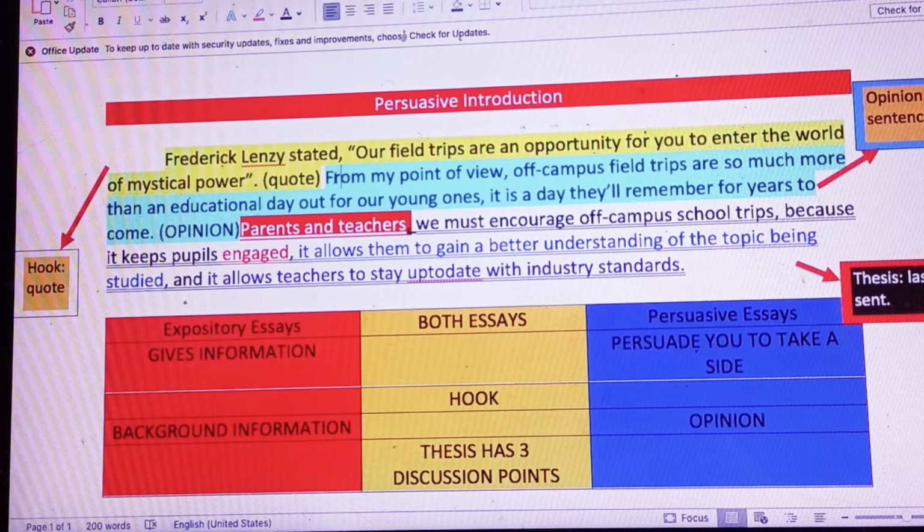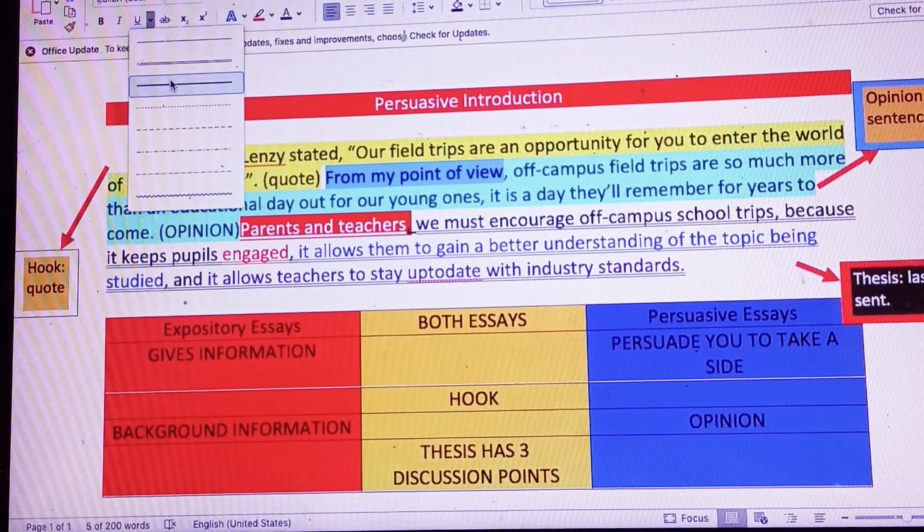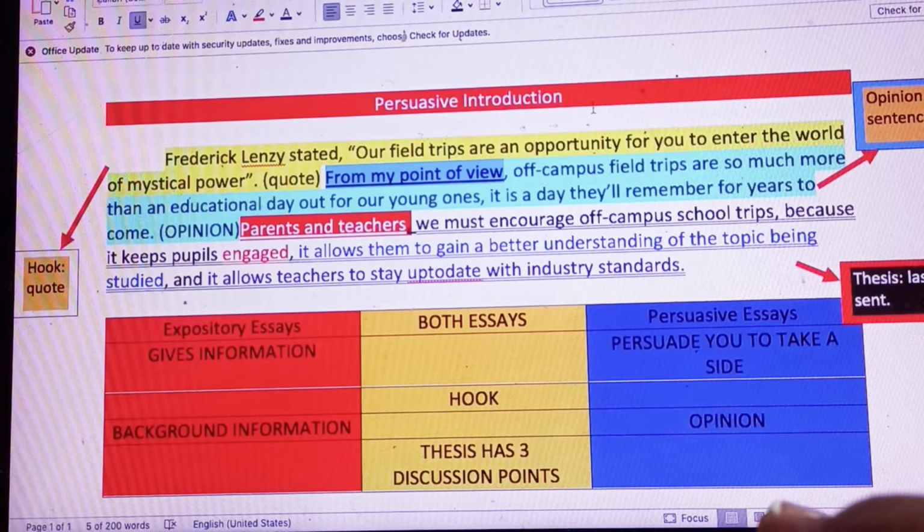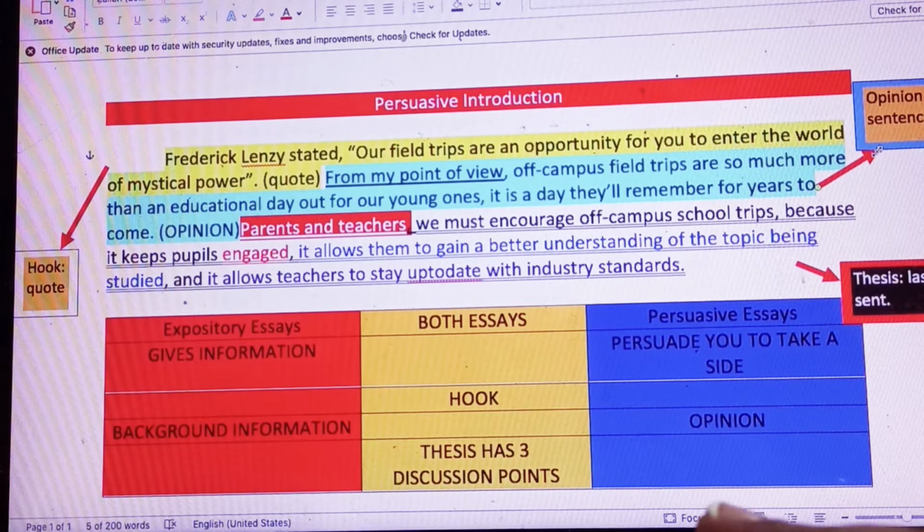So this student is saying, from my point of view. Notice the student lets us know that she did not get this information from anywhere. This is her personal point of view. From my point of view, off-campus field trips are so much more than an educational day out for young ones. It is a day they'll remember for years to come. So very clearly and strongly, the student gives her opinion on the topic.